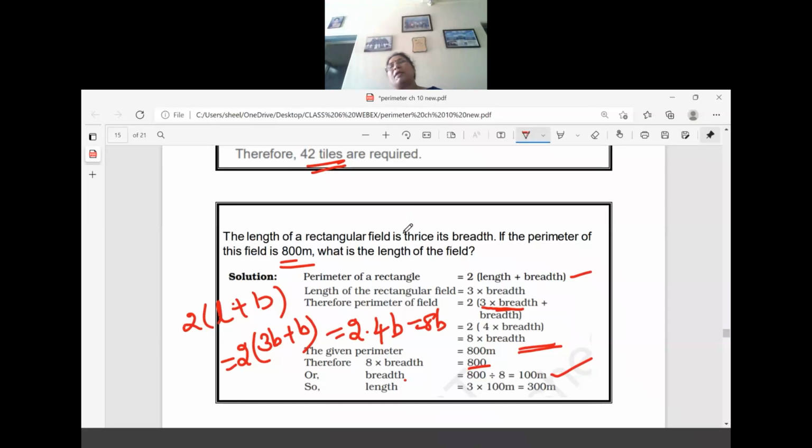So the length is given, but the length is connected with the breadth only, and the perimeter is given. So we applied the perimeter formula, 2 into L plus B. In that, L is replaced with 3B. So in total we are getting 8B only, right? So 8B is equal to 800 because the perimeter is given as 800. So we have to calculate the breadth. Breadth is equal to 800 by 8, which is equal to 100 meter. Once we got the breadth, we can calculate the length. Length is equal to 3 into 100, which is equal to 300 meter only, right?